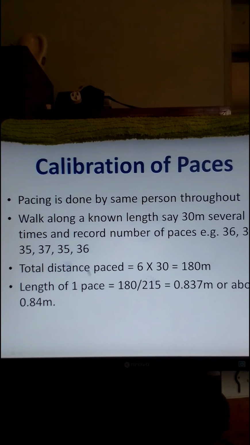So next, we need to calibrate the paces. That is, you need to know the length of one pace.